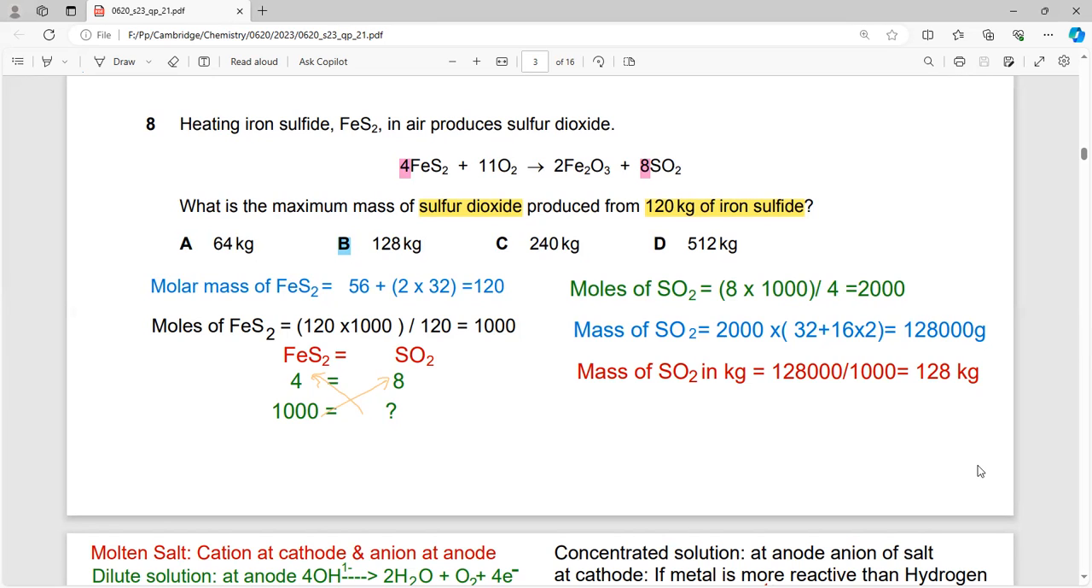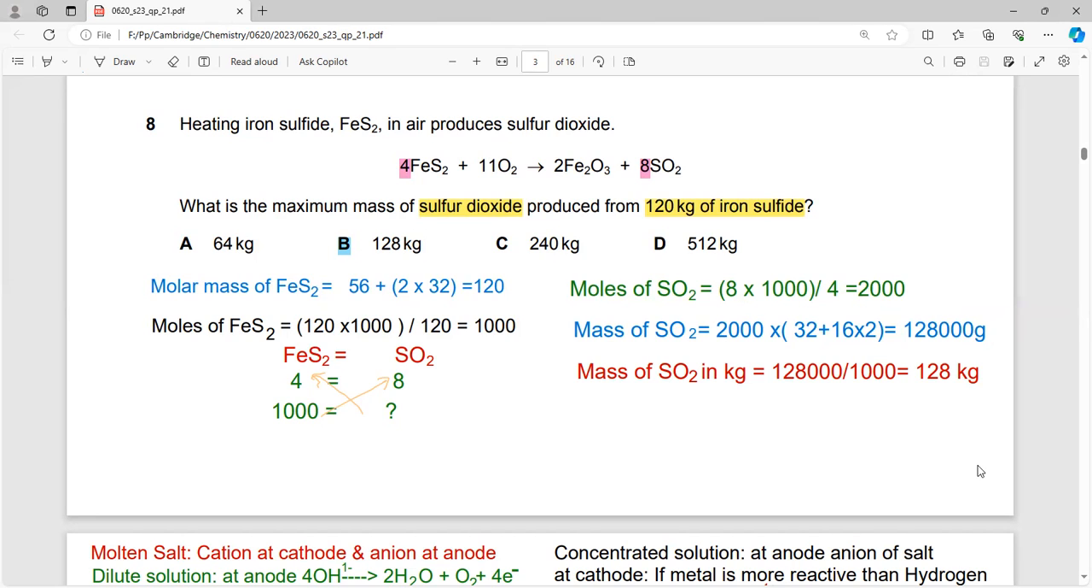First, we will check the balanced chemical equation. For example, iron sulfide has 4 moles and sulfur dioxide has 8 moles. So it means that the ratio of iron sulfide to sulfur dioxide is 1:2. For finding the mass of sulfur dioxide, first we need to convert the iron sulfide mass into moles. Then with this reference, we will find the moles of sulfur dioxide, and then we will convert these moles into the mass.